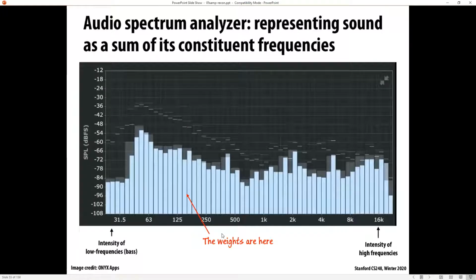Okay, so where is a place you've probably seen this in your real life? All those weights I was talking about, that's here. We take our audio signal. This is an audio spectrum analyzer. We take our audio signal, we break it into these sines and cosines I was talking about, and then on our equalizer, we show all the weights for all the different frequencies of the sines and cosines, right? So this is something you've seen.